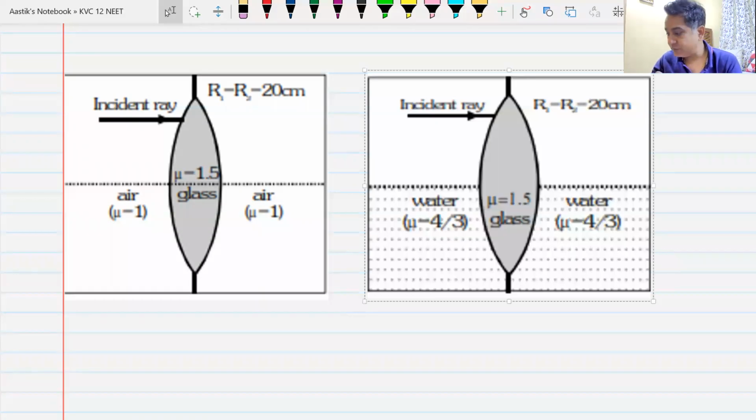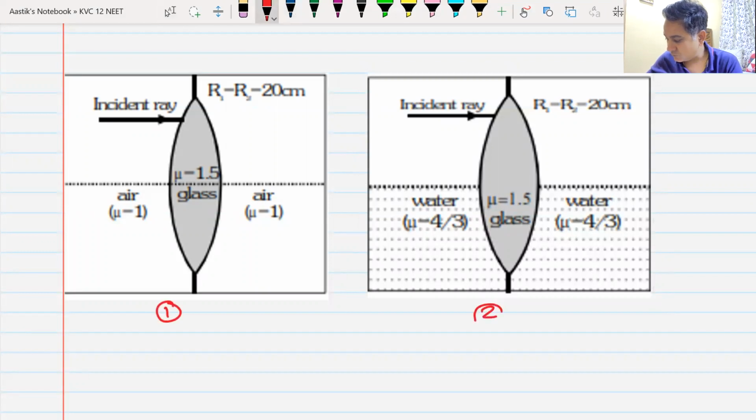There are two questions given to you. Question number 1 and question number 2. What is the answer for the first one? So I'll give you these two as homework. I hope you will be able to do this.